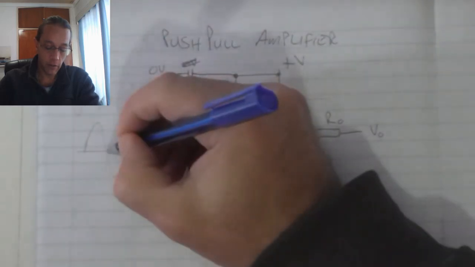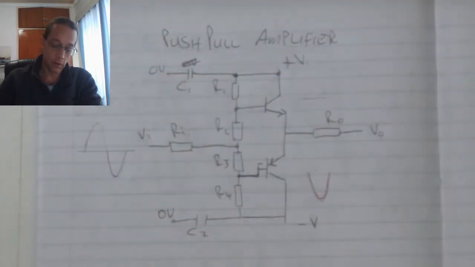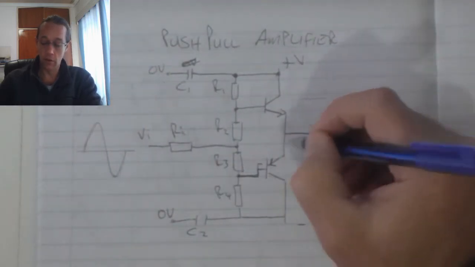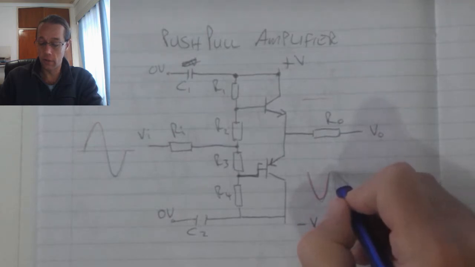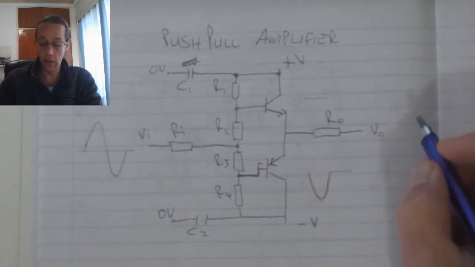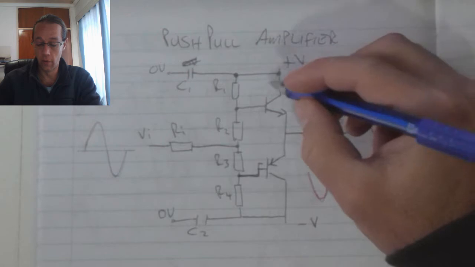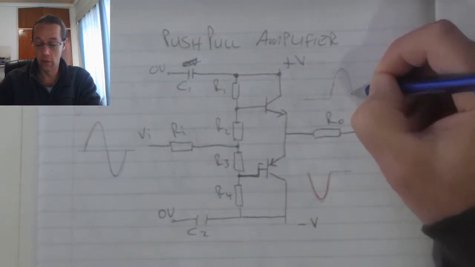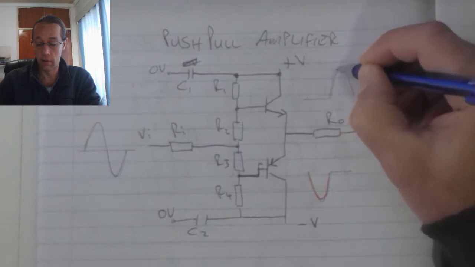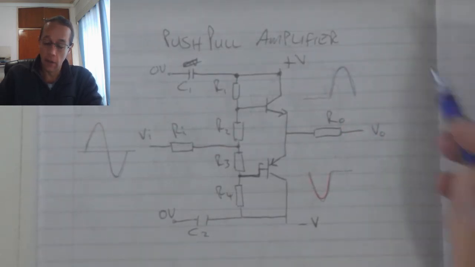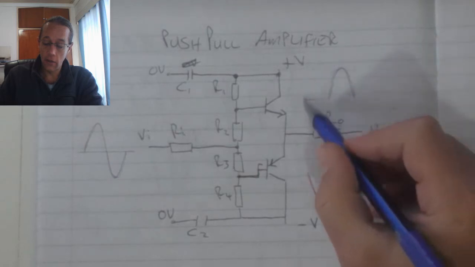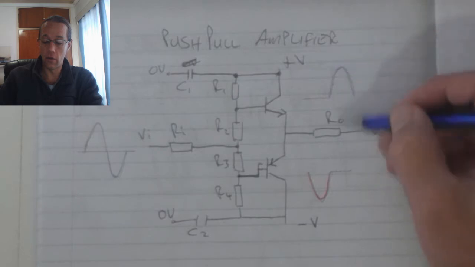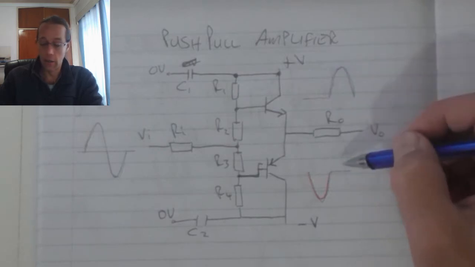When I go into the negative half cycle, this transistor turns more on, and as a result its voltage becomes close to 0. This transistor turns more off, as a result its voltage increases. Now, in this configuration, this output is the combination of those two input voltages.